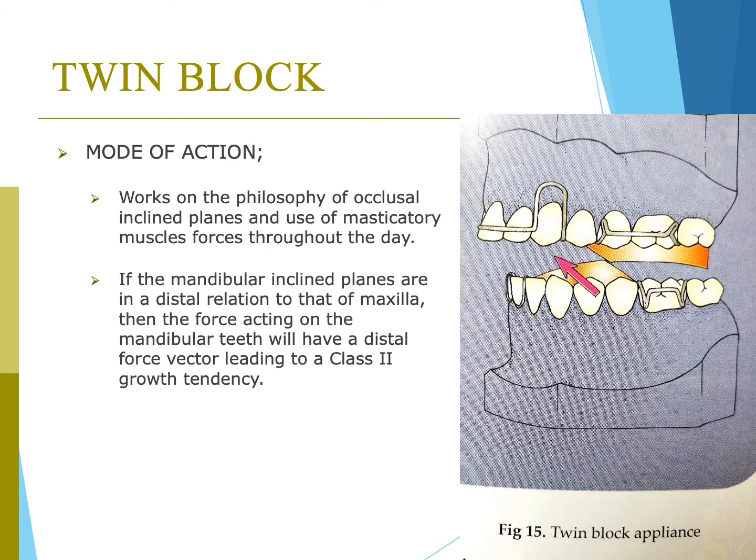How does the twin block work? Now we will look into the mode of action of the twin block. The twin block works on the philosophy of occlusal inclined planes and use of masticatory muscle forces throughout the day. If the mandibular inclined planes are in a distal relation to that of the maxilla, then the force acting on the mandibular teeth will have a distal force vector, leading to a class 2 growth tendency.